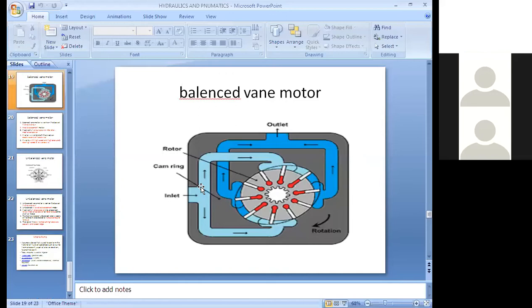Yes, sir. Okay, come to the second concept, that is the balanced vane motor. What we discussed previously was the external gear motor. Here in the image, I selected it from Google, and a different color image will be appearing here.